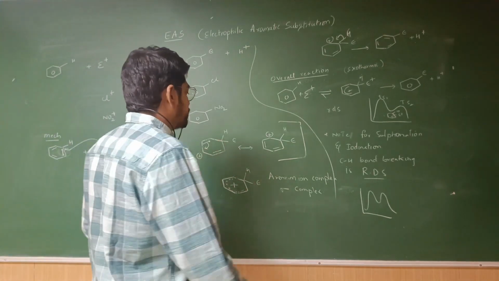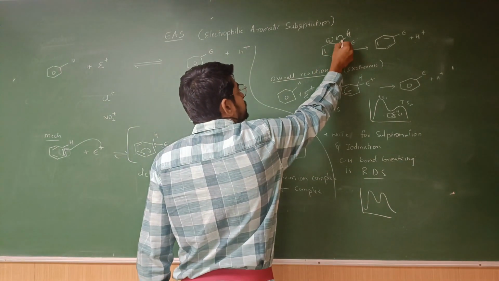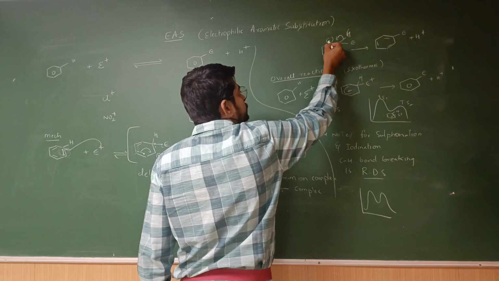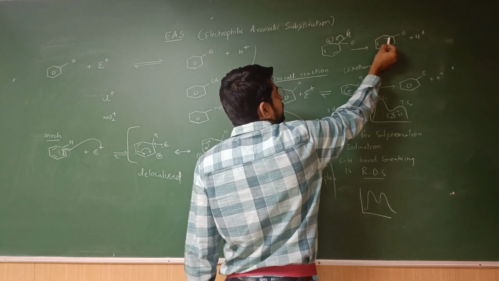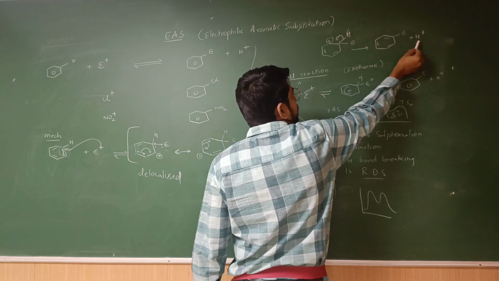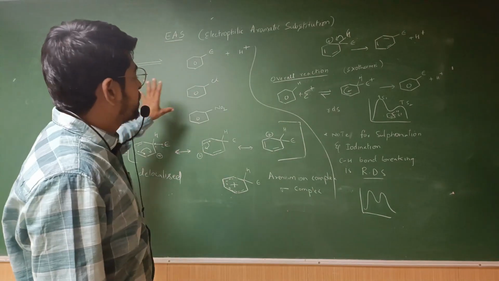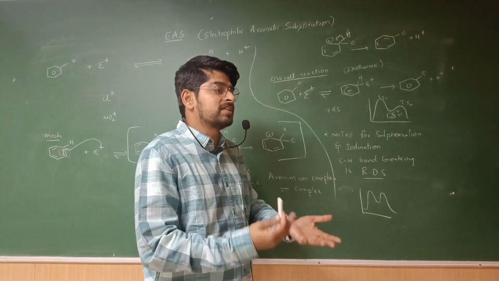Now comes the final step. Take any of these. Let us take this one here. This bond shifts here. That is, this electron shifts to this position. So this positive charge is nullified. A bond is formed here. The hydrogen lost its own electron, so it is coming out as H+. So if you look at the overall reaction, the overall EAS reactions are exothermic. That is, they release energy outside.